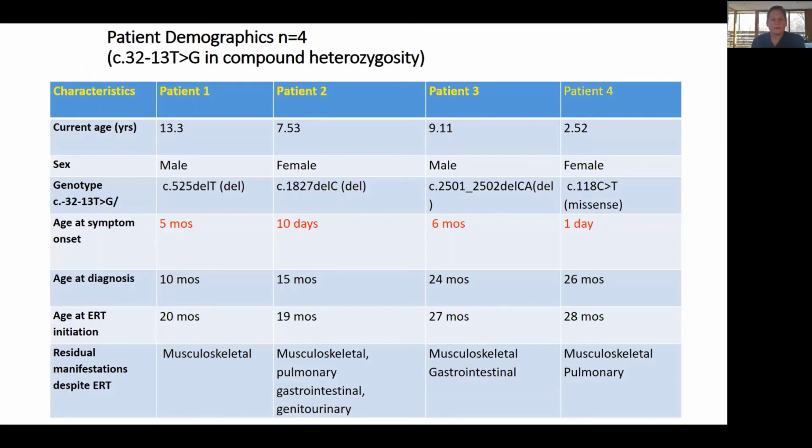So as I said before, this IVS1 variant is generally associated with fewer symptoms, a milder course, but you can see here that all of these patients that had this variant that were diagnosed less than 2 years old had some symptoms within the first few days to few months of life. And then you can see that they also all started on enzyme replacement therapy by about 2 months, maybe a little bit over that, with their residual manifestations despite ERT being muscle weakness, some pulmonary, gastrointestinal, and genitourinary issues.